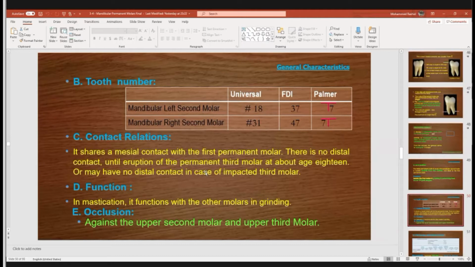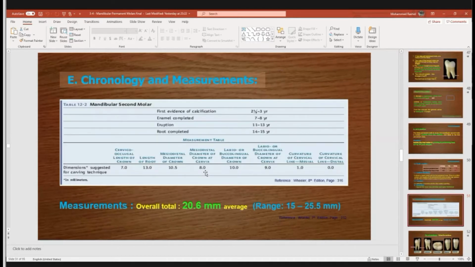Chronology and measurements, mandibular second molar. First evidence of calcification is about 2.5 to 3 years. Crown is completed by 7 to 8 years. Eruption is about 11 to 13 years, and the root is completed by 14 to 15 years.